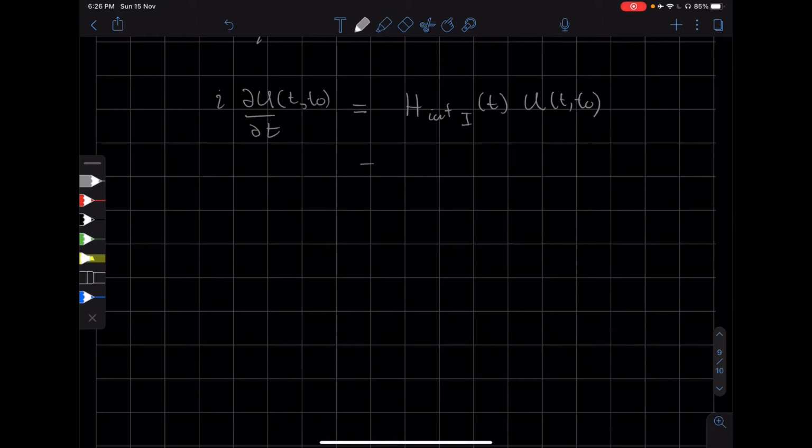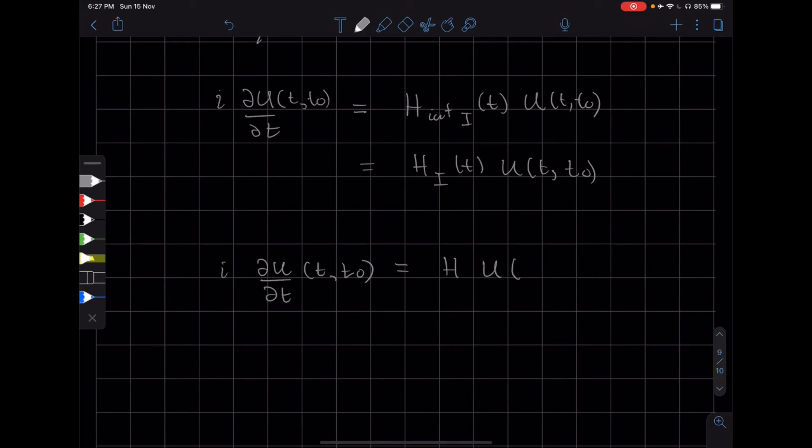Now for notational simplicity, I will just write H interaction I as H. Let's call it HI. So this is our notation for the interaction Hamiltonian in the interaction picture. Now this equation is different from what we call the Schrodinger equation. So the Schrodinger equation is, so here in the Schrodinger equation, we have the total Hamiltonian.